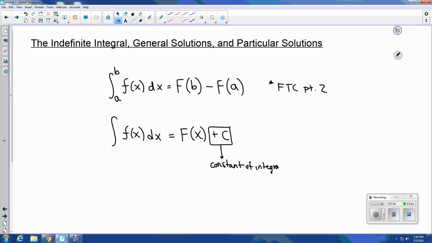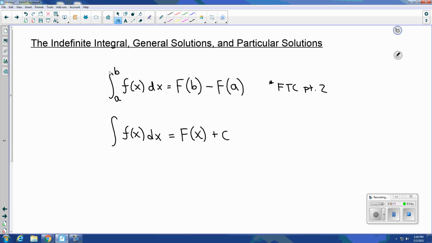Because we must take into account the possibility that our antiderivative may have had a constant on the end, and we know, again, taking the derivative of a constant is 0. So that is the difference between the two scenarios. If you're asked to evaluate a definite integral, use FTC part 2. If you're asked to evaluate an indefinite integral, it's the antiderivative plus c.